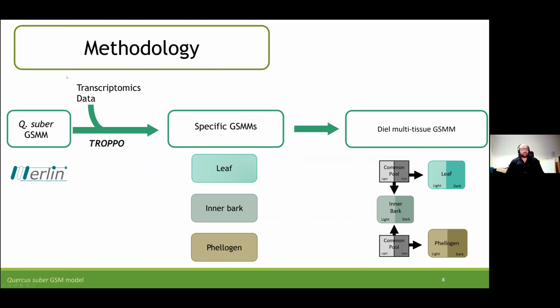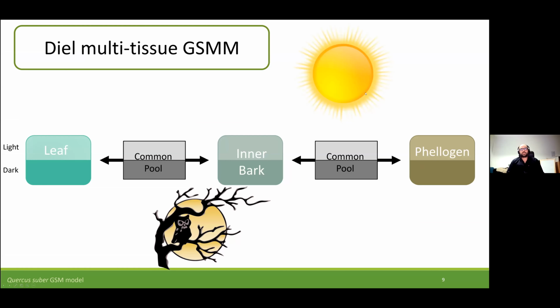And then we used this data together with the model that we previously reconstructed with Merlin. We used another tool that we developed in-house, developed by Vitor and Jorge, which created our tissue-specific genome-scale models. So together with the transcriptomics data that we obtained with the previous workflow, we integrated this data with the model, and we created specific tissue models for leaf, inner bark, and phellogen. And then finally, we integrated all these models into a Diel multi-tissue model. It's Diel because we simulate both day and night conditions for each tissue.